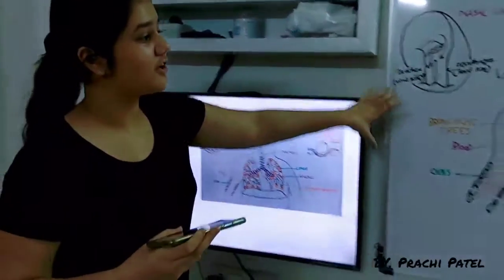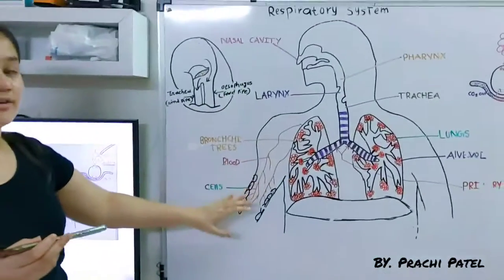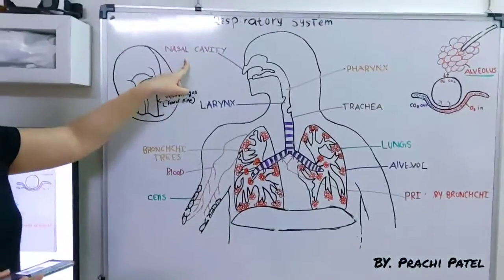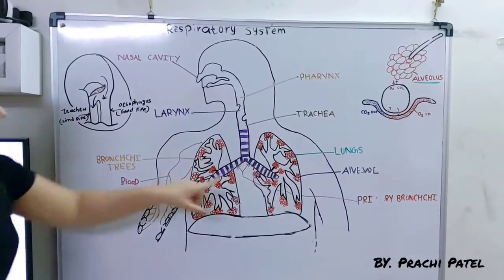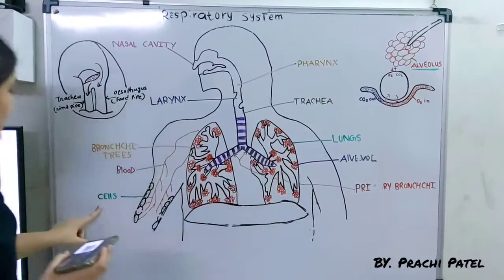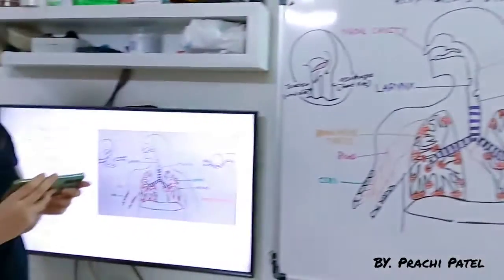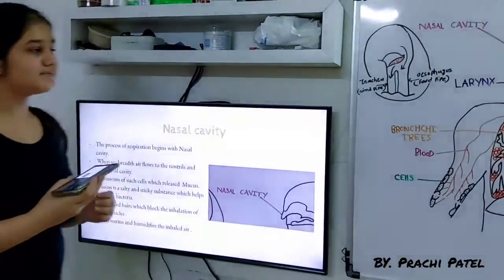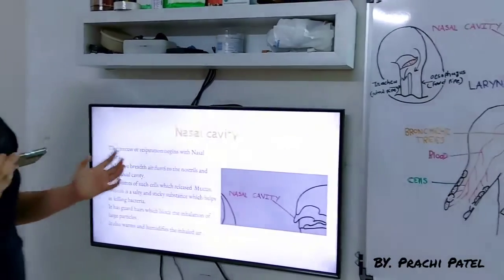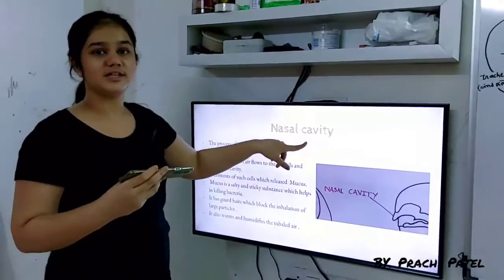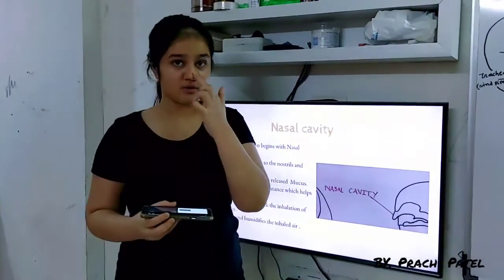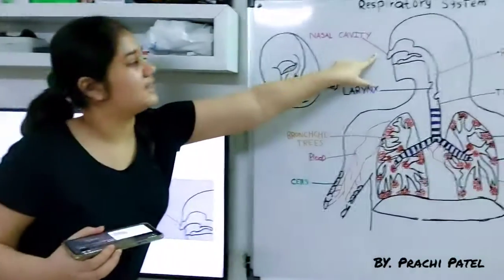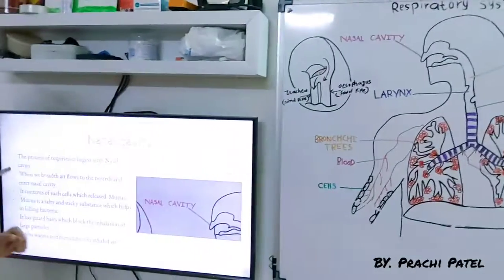I have also drawn a respiratory system on the board. You can see it right over here. Nasal cavity, pharynx, larynx, trachea, bronchial trees, blood, alveolus, primary bronchi and cells. Let's begin with our respiratory system. So first, it's the nasal cavity. The nasal cavity is located right over here. In the picture you can see it is right over here.